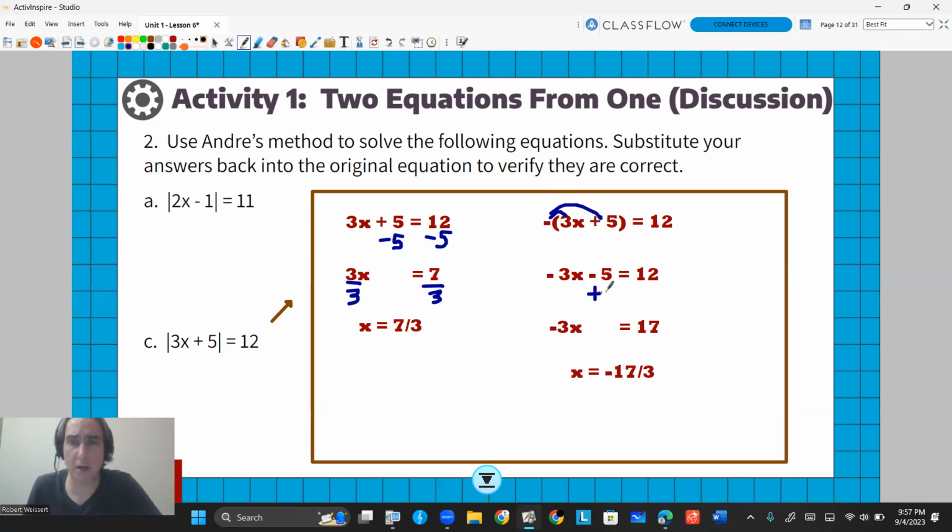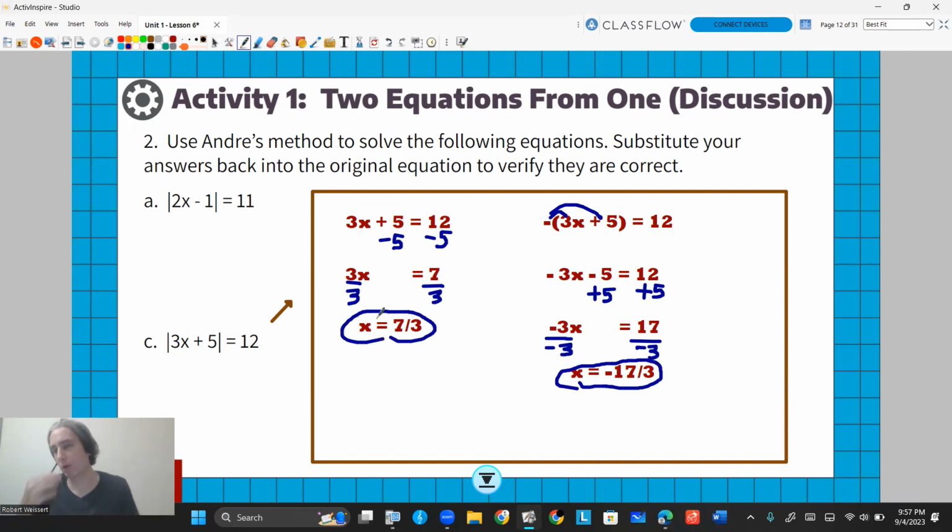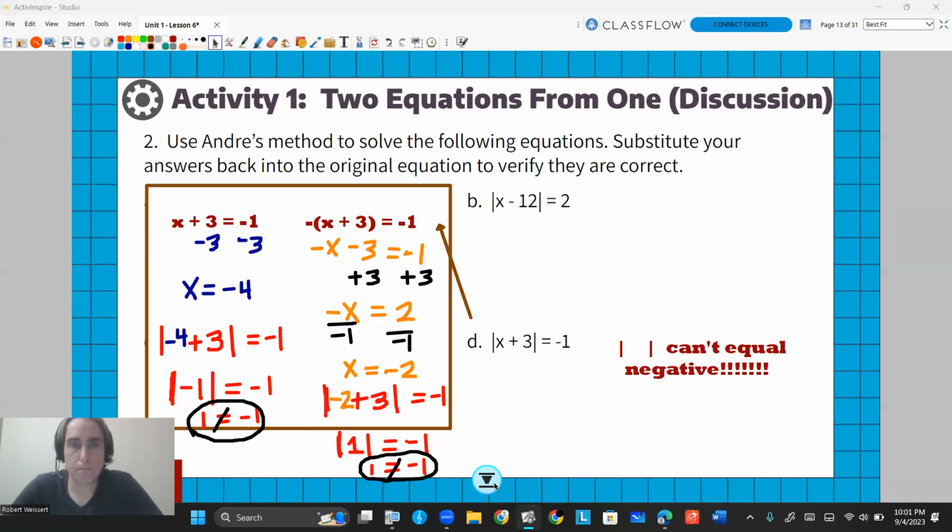Again, I didn't show the step here, but you will want to add 5 to both sides because that's minus 5. And that's going to give you 17. And then 17 divided by negative 3 is going to be negative 17 over 3. So you'll have two solutions, negative 17 over 3 and 7 over 3. And by now, you're probably going to realize these absolute value equations can have more than one solution. Again, that last one we'll show worked out.